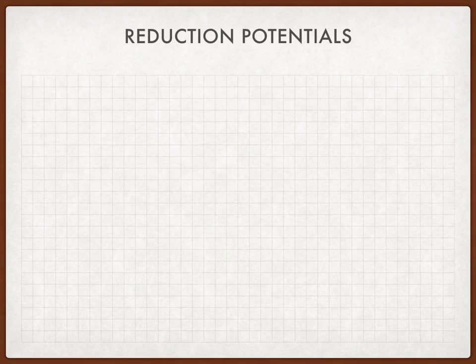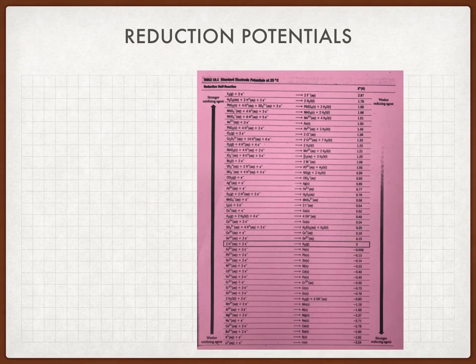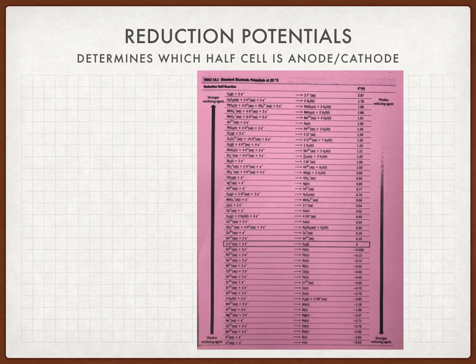Mrs. Nielsen will provide you with the standard reduction potential sheet, as shown here, to make determining the cell potential of a voltaic cell easy to calculate. This table of values also allows you to determine which half cell is the anode and which is the cathode. For this problem, we are using zinc and copper at +2 charges.